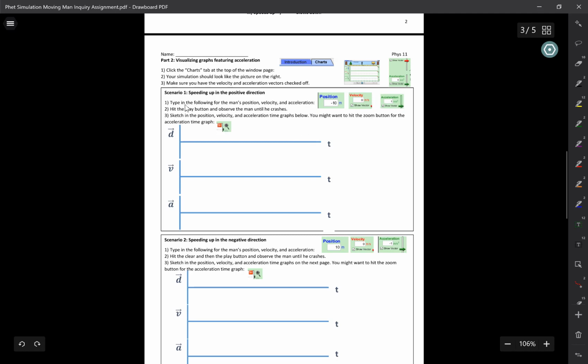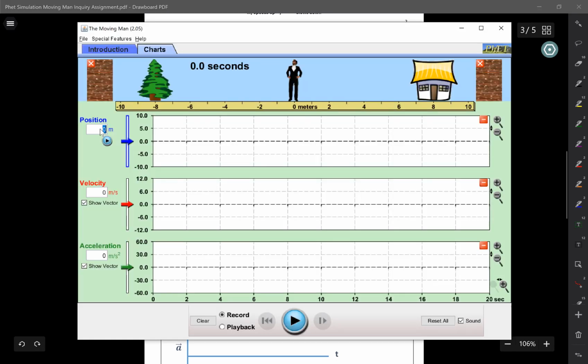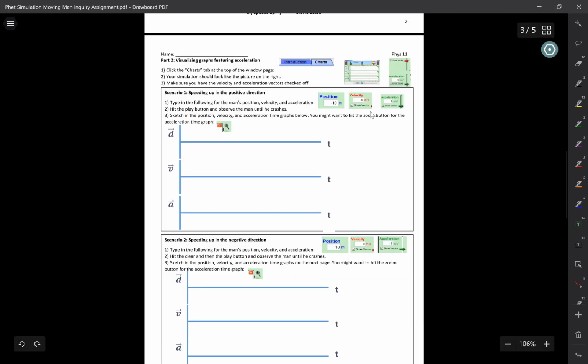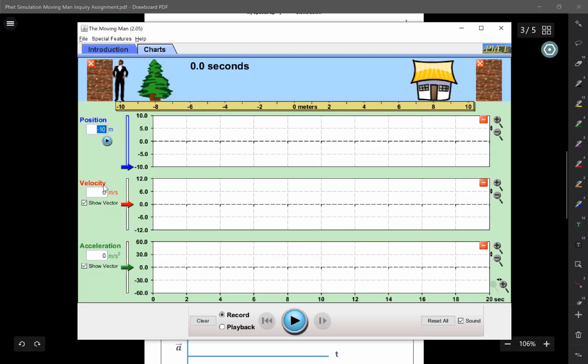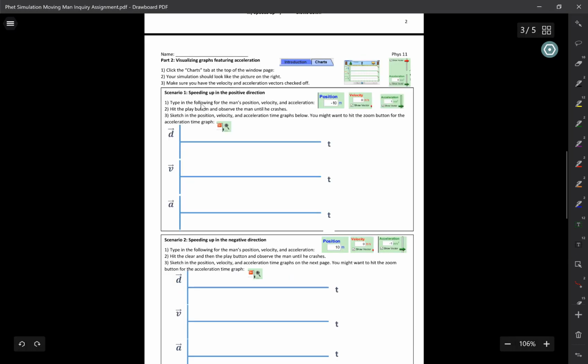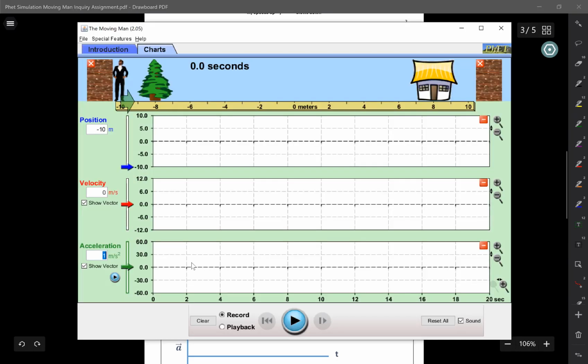Scenario 1. Type in the following for the man's position, velocity, and acceleration. So we're going to put them all the way at -10. So we're going to type these in. -10, 0, and 1. Okay, so we did. Now what? Hit the play button and observe the man until he crashes. Very nice of us, aren't we? Okay, so it looks like this on your screen, where you have a little green vector showing for acceleration.